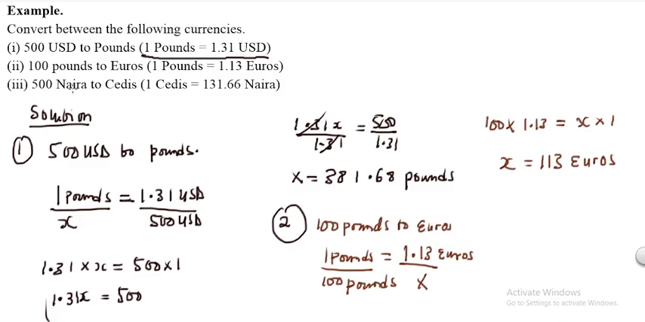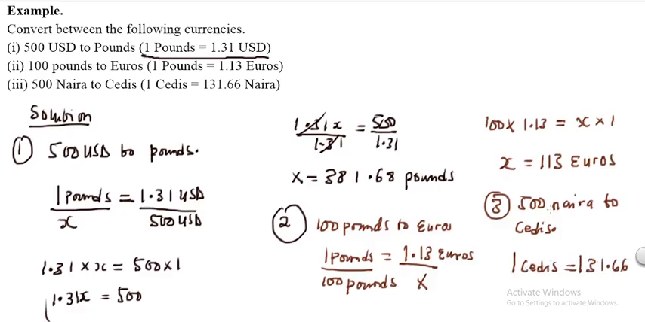Now for the last one, you can also pause the video and try to solve it yourself. So the last one, I'll say this is 500 naira to cedis. First of all, like we've been doing before, I write out my exchange rate. My exchange rate is 1 cedi is equal to 131.66 naira. And since I'm looking for cedis, that will mean that X cedis will be equal to 500 naira. So I make both sides a fraction and then I cross multiply from here.